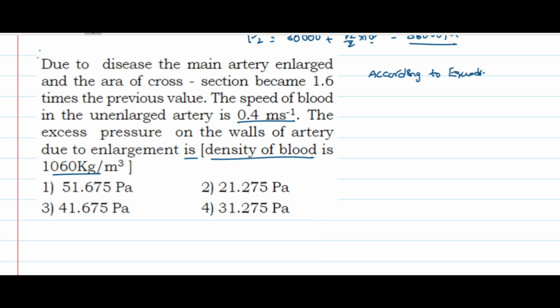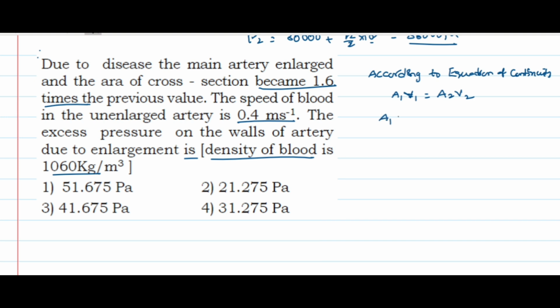According to the equation of continuity, the volume of blood entering and leaving is the same, so we can write A1 V1 equals A2 V2. Here it is given that the area of cross section becomes 1.6 times the previous value. So let us take the initial area as A1.